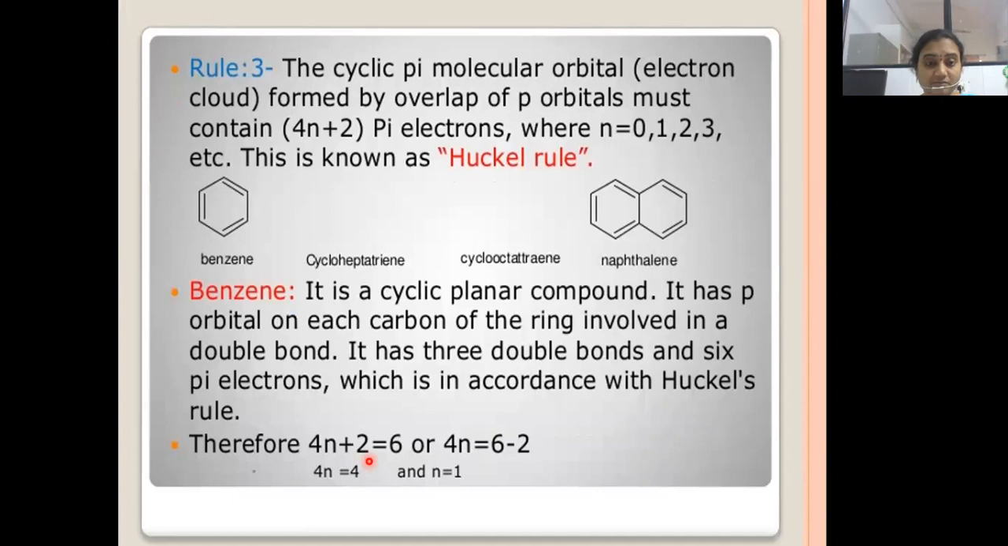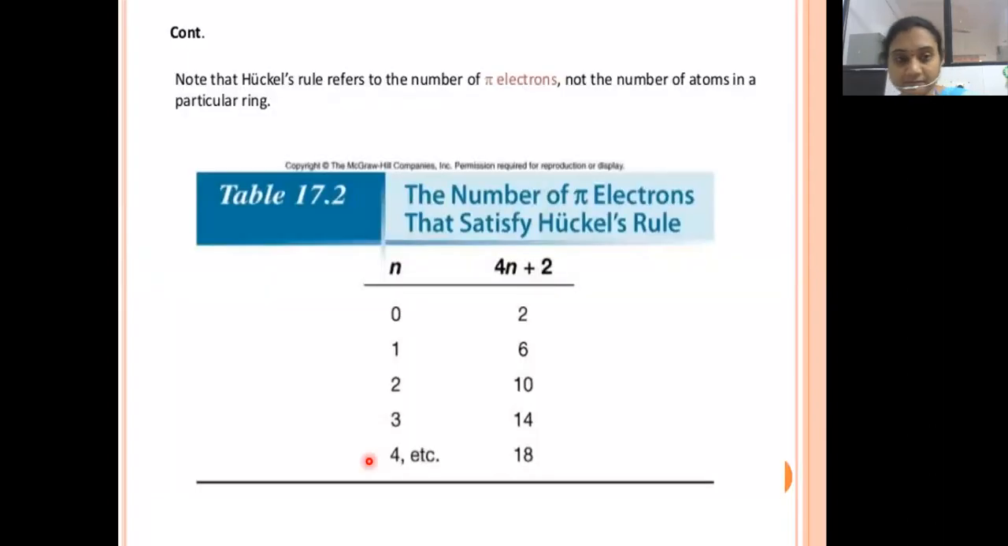And it must be conjugated, that means alternate single and double bonds. Benzene is a cyclic planar compound. It has a p orbital on each carbon of the ring involved in a double bond. It has 3 double bonds and 6 pi electrons, which is in accordance with Huckel's rule. 4n plus 2 equals 6, so 4n equals 6 minus 2, n equals 4 by 4, that means 1. We get n as a positive integer, so that compound is known as an aromatic compound. Benzene is known as an aromatic compound. The number of pi electrons satisfies the Huckel rule, the 4n plus 2 pi rule.